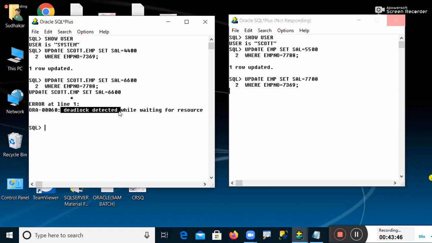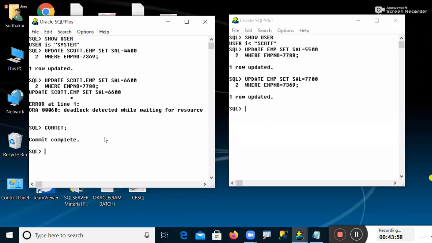So to overcome this problem, if I want to avoid it, one user should commit or roll back. Now he committed, you can see. Then only the second user request will be processed. So this is what we call a deadlock situation.